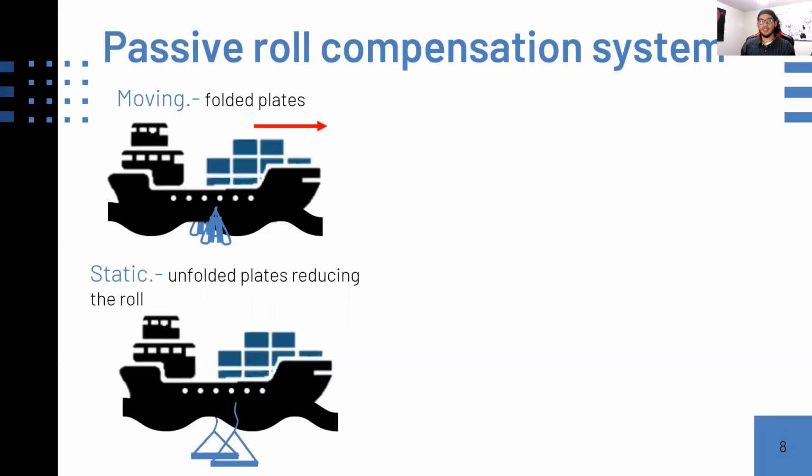According to this problem, a methodology and design of a passive roll compensation model are proposed. The model presented consists of a set of plates that will be transported folded alongside the boat in order to submerge and unfold them when the vessel remains static. It's a passive system because it does not require a supply of energy or a control for its operation.